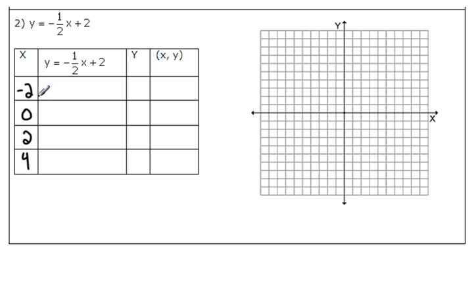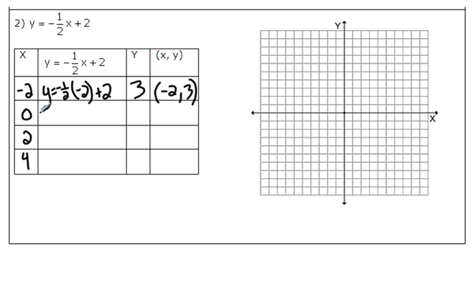So I do just like I did in the last problem. Y equals -1/2 times -2 plus 2. So I plugged in -2 for x. -1/2 times -2 is +1. 1 plus 2 is 3. So my y value is 3. So my ordered pair, I plug in -2, I get 3.